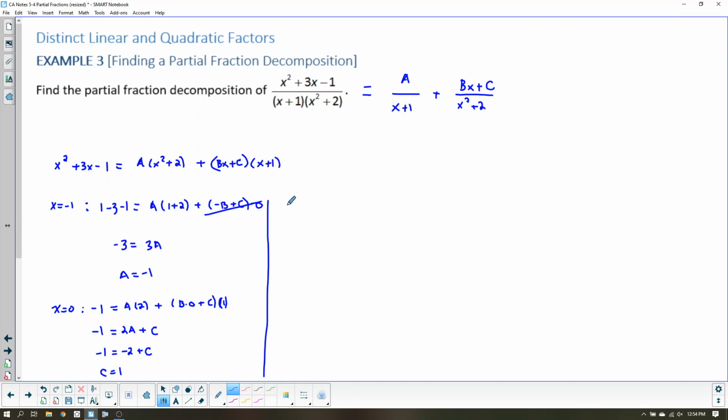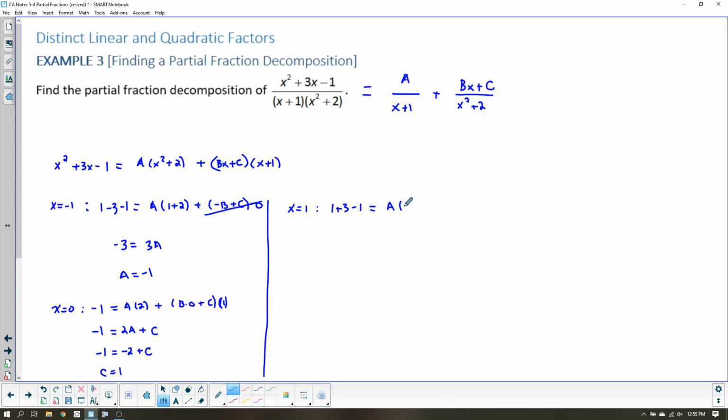Let's keep going right here so we don't have to scroll. We want to be able to keep this in our view. So we have to pick another value again. Doesn't matter what number it is. Let's just pick 1. Easy to compute with. So if I plug 1 into the left-hand side, we're going to get 1 plus 3 minus 1. And the other side is a times, not 3.